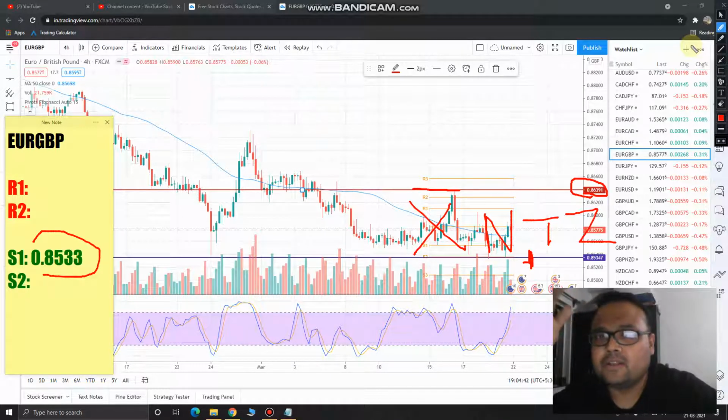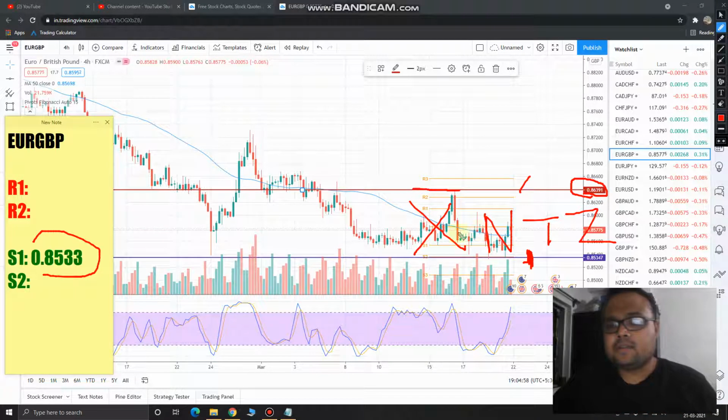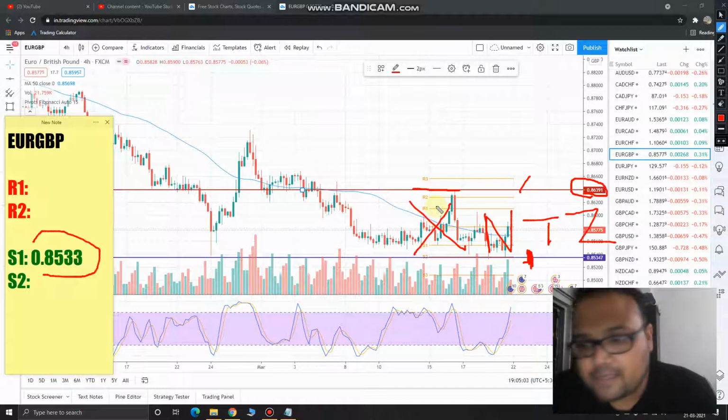But right now we cannot say anything because there is no volatility in the market. Either the market should cross this level to give us a clear picture, or the market should cross this level so that we can short the market. So we need something, but because right now the market is not having any volatility, we are helpless.